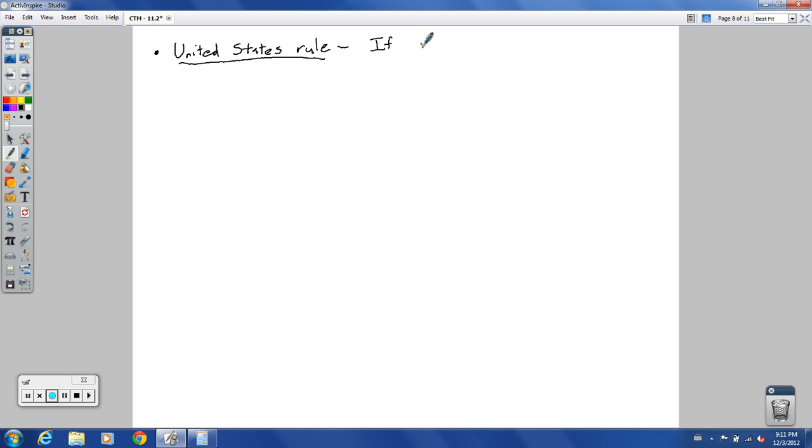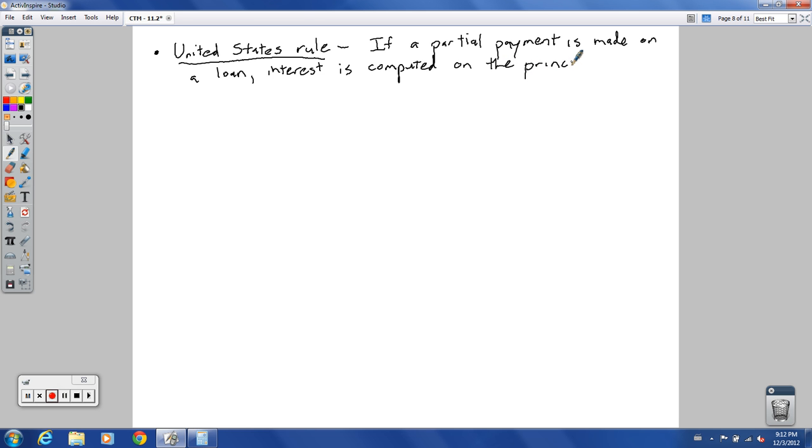The Supreme Court says if a partial payment is made on a loan, interest is computed on the principal of the loan until the date of the partial payment.